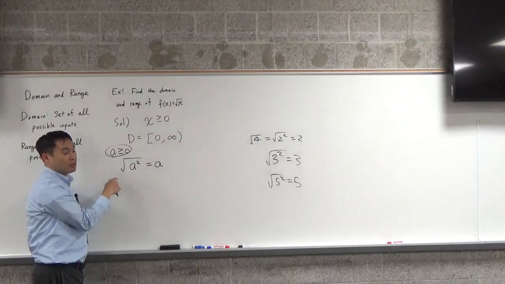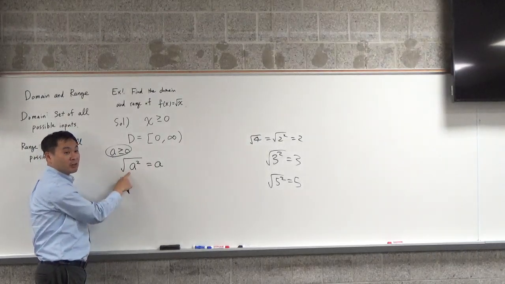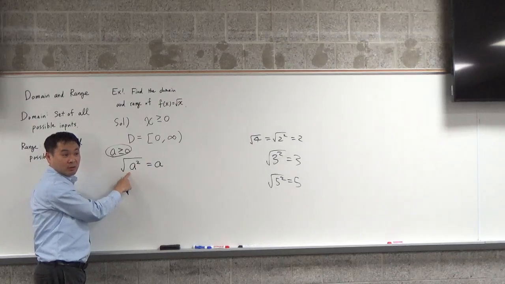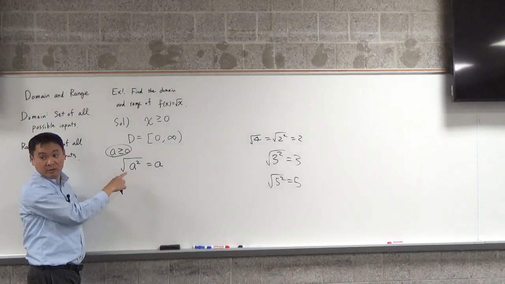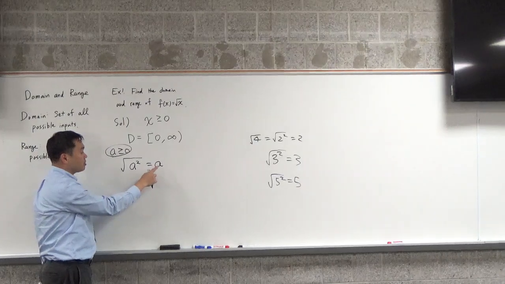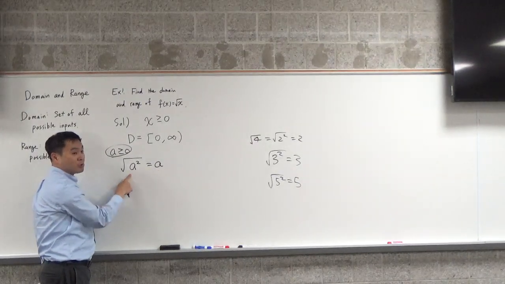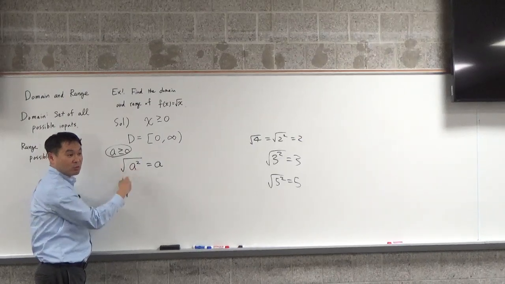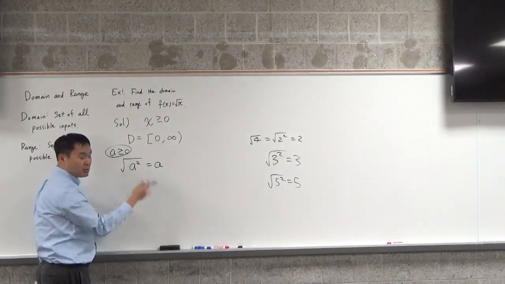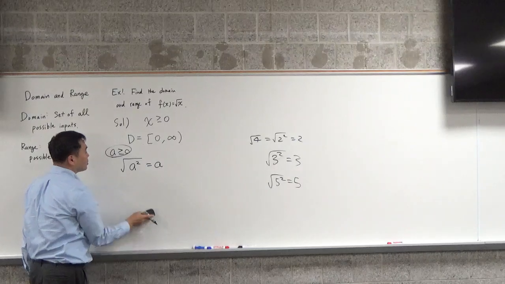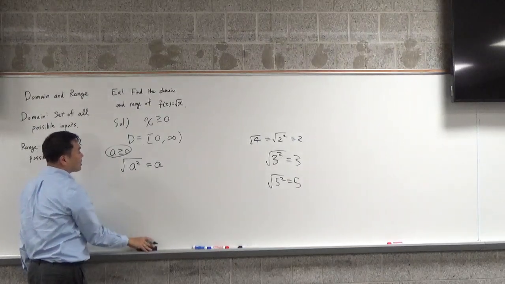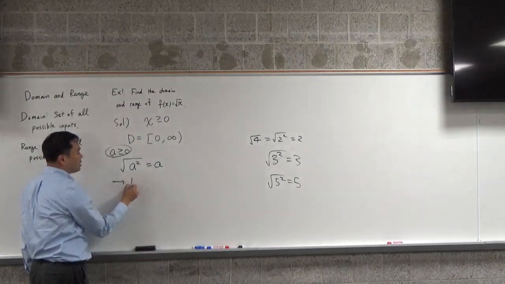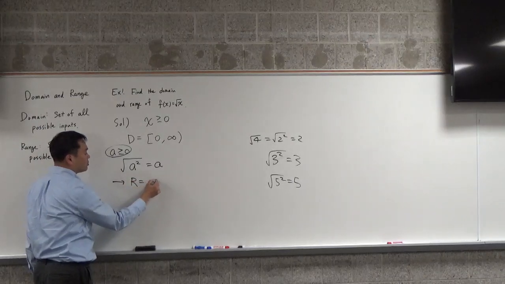Right? If I want 1,000,000, what do I plug in here? 1,000,000 squared. Okay? If I want 121, what do I put in here? 121 squared. And then it gives you the output that I desire. Any number could be the output. So because of that, we see that the range is also 0 to infinity.